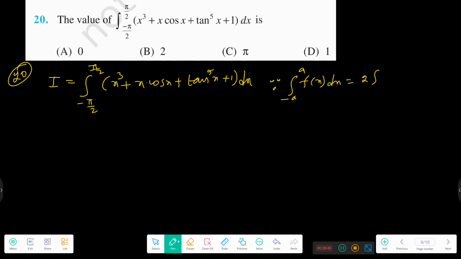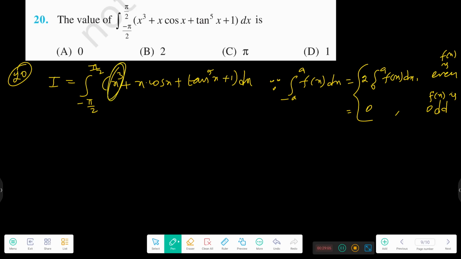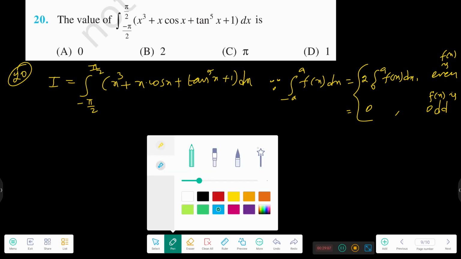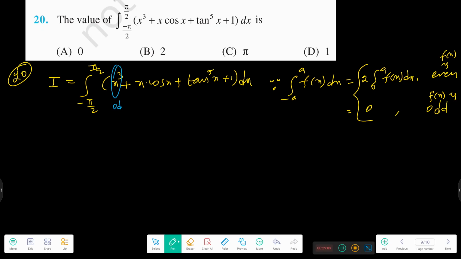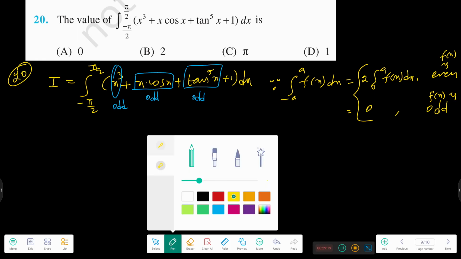You can write 2 times the integral from 0 to a of f of x dx when f of x is even, and you can give 0 when f of x is odd. This you can apply. Listen carefully. X cube, what function is it? Mention it in the pencil. This is an odd function, and this is also an odd function, and this is also an odd function. Only one we have. Odd function, now it became 0.